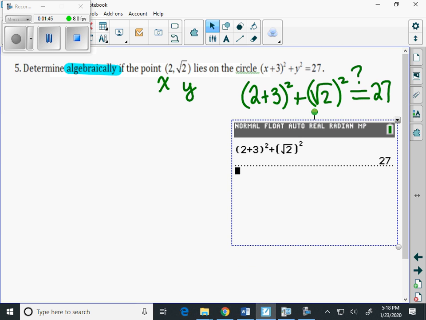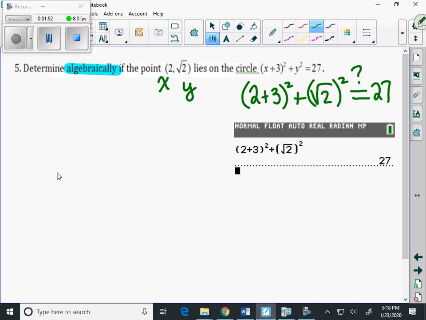And because when we type that in, it equals 27, then yes, this point, 2, square root of 2, lies on the circle.